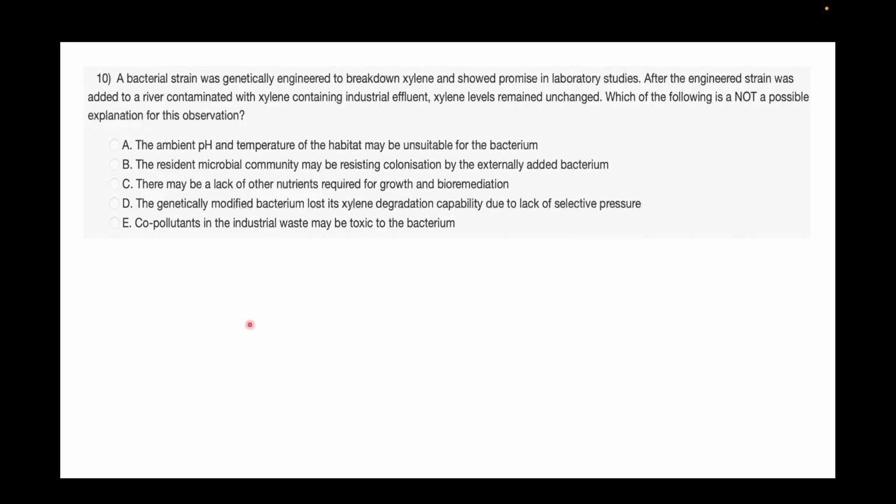A genetically engineered bacterial strain to degrade xylene, when added to the natural in situ environment, does not show any effect. Which of these is not a possible explanation? Correct answer is option D. The genetically modified bacterium lost its xylene degradation capability due to lack of selective pressure.